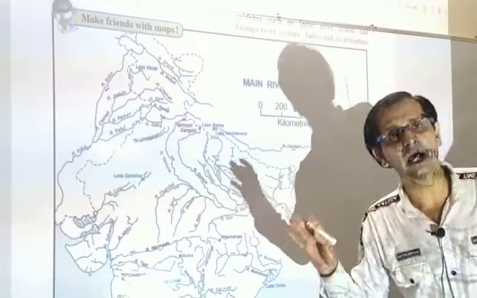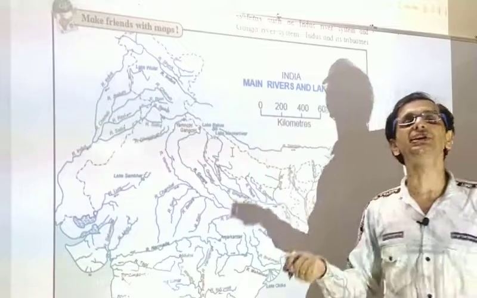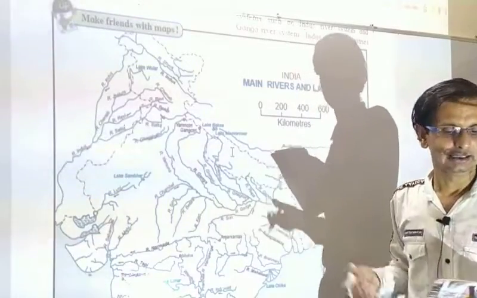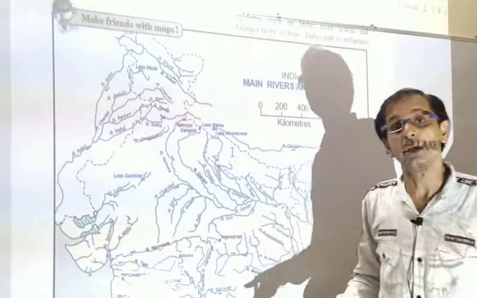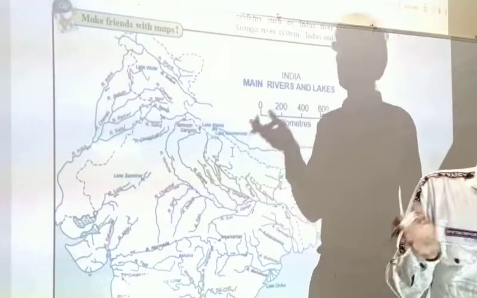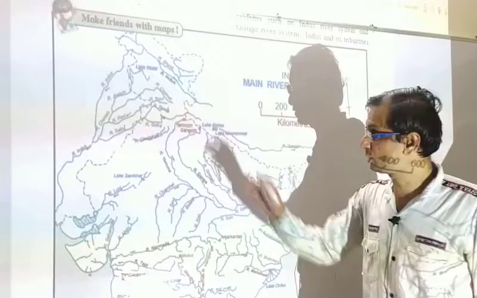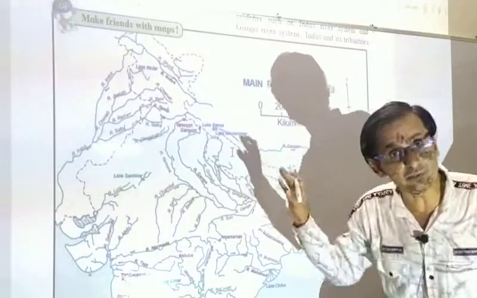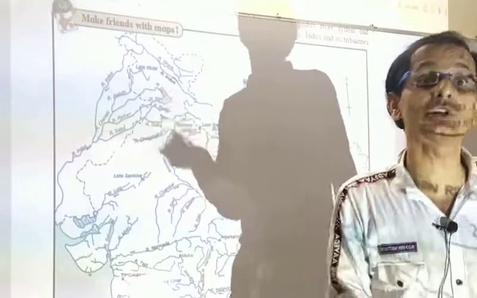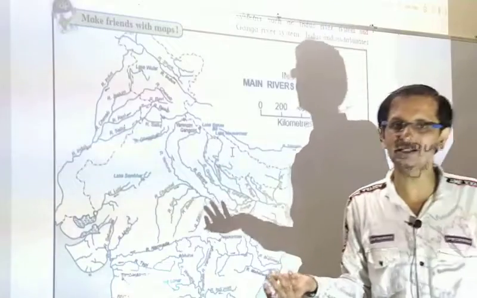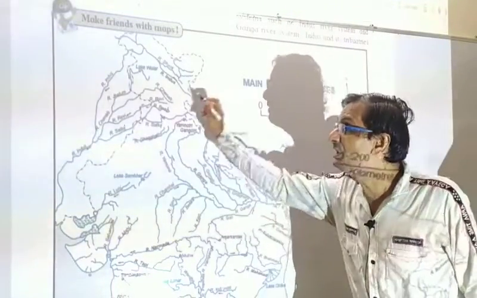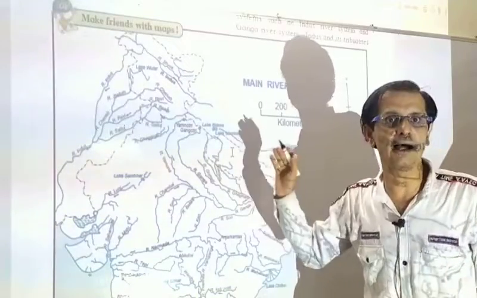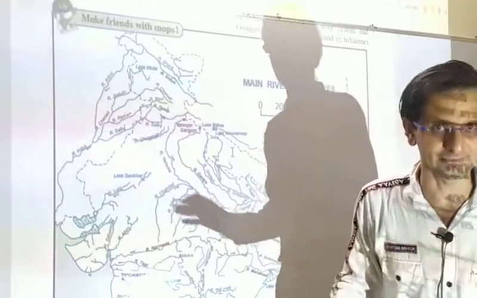Most of the rivers are perennial in nature. Why? Because in summer, when glaciers melt, the discharge of water increases. In winter also they have water flowing through the river, as well as in summer there is more water. Glaciers melt, and obviously there is more water discharge, and that's why Himalayan rivers never dry.